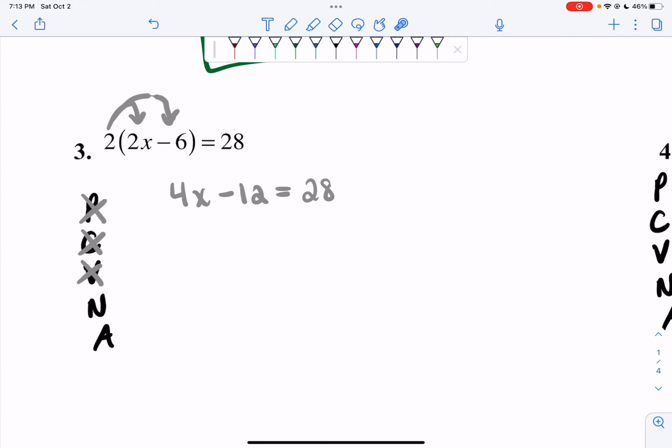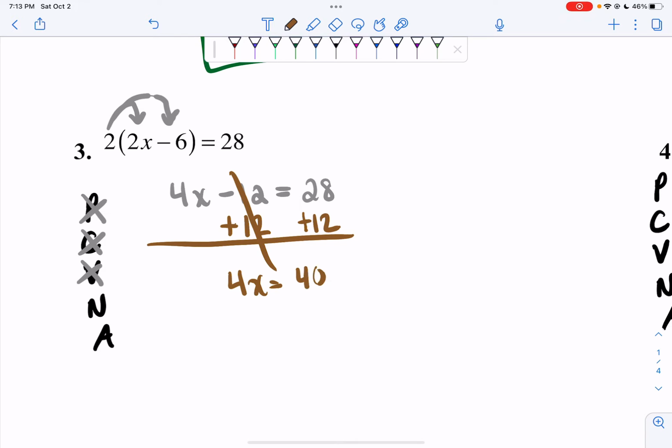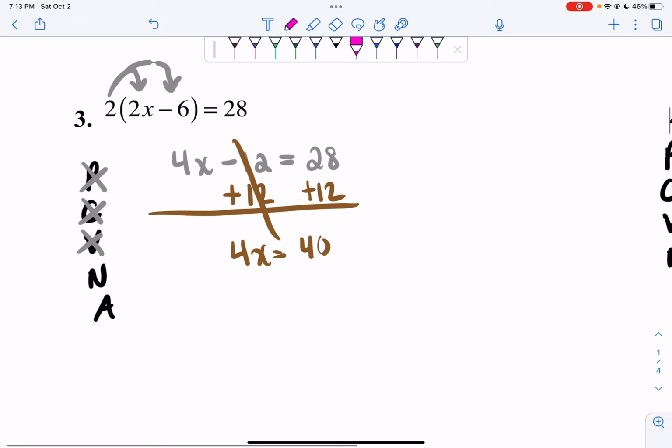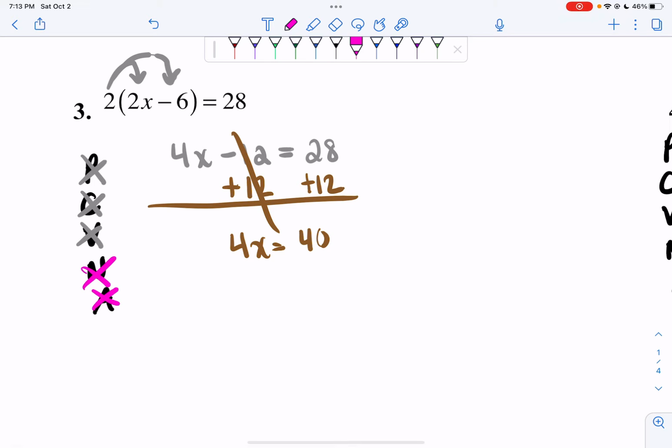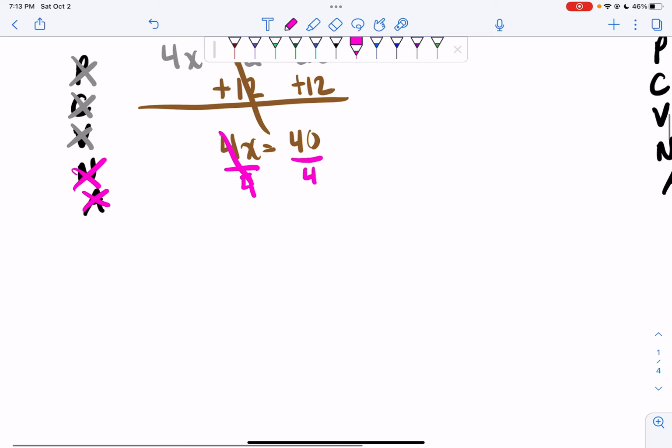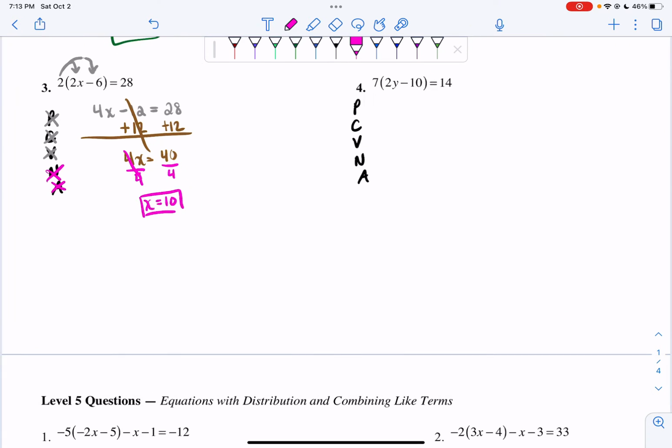I need to get my numbers on the other. So I need to get rid of that minus 12. So I'm going to add 12 to both sides of my equation. So I get 4x equals 28 plus 12 is 40. And now I'm going to divide by 4 on both sides of my equation, which isolates my x and gets me x to be equal to 10. And that's your final answer.